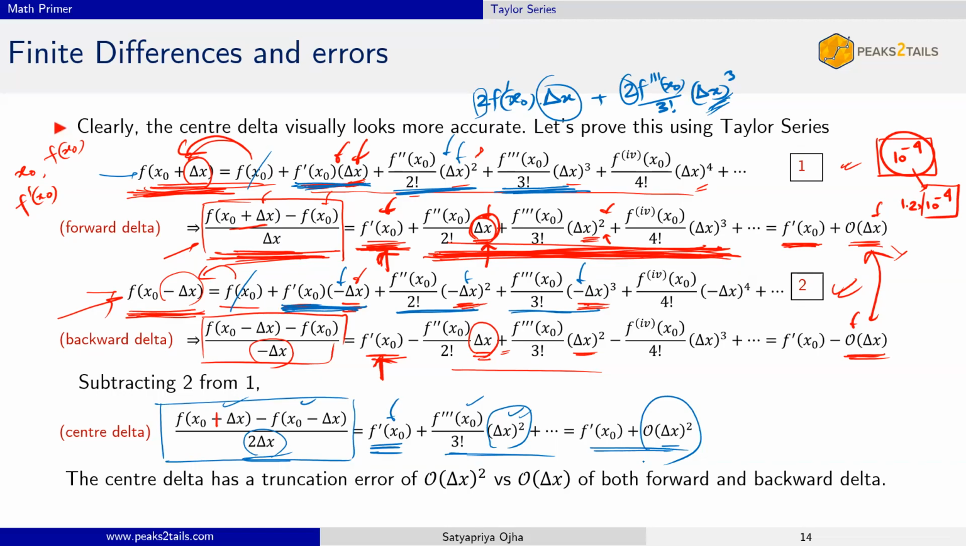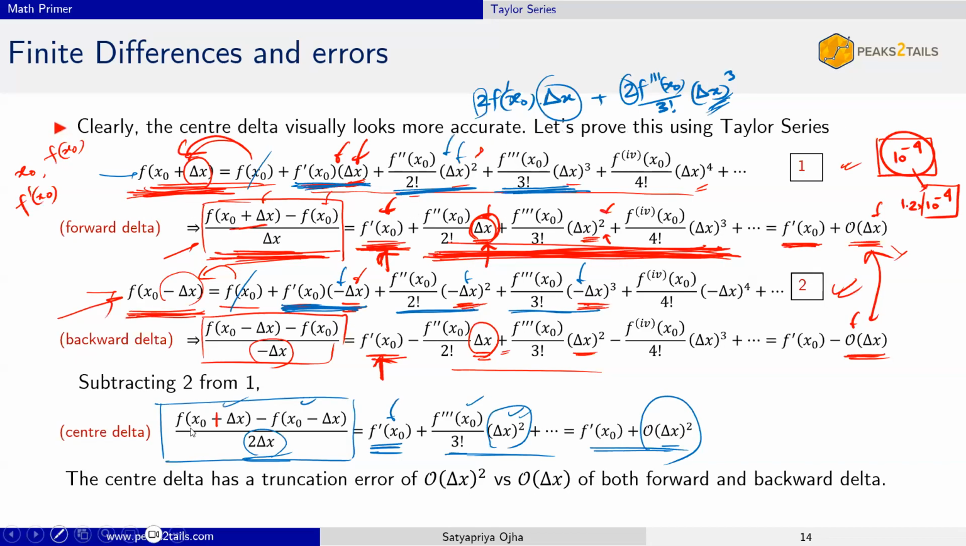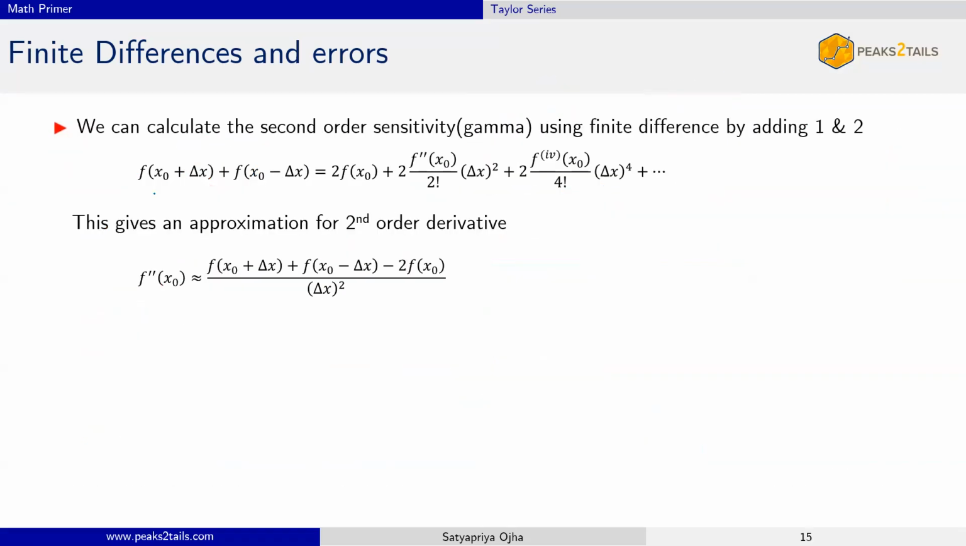All right. We can do a quick example in Excel if you have time, or I'll leave it to you. You can calculate the second order derivative approximation also using finite difference. And for that, interesting, you know how you calculate that? You add equation 1 and equation 2, and this is what you get.